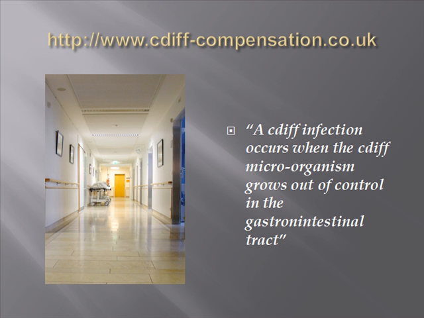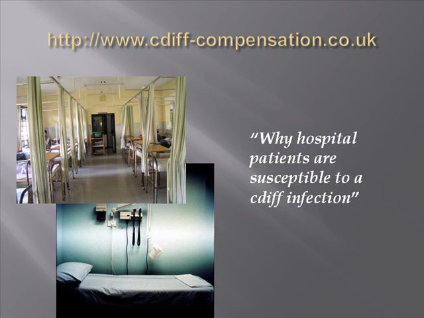But a C. diff infection occurs when the C. diff microorganism begins to grow out of control, resulting in severe infectious diarrhea and inflammation of the large intestine. This can happen to hospitalised people, and the presence of C. diff in hospitalised adults is 10 times higher, that's up to 30%, than in ordinarily healthy adults. A C. diff infection is by far the most common cause of diarrhea found in hospital patients.